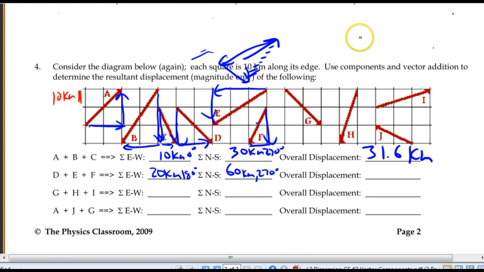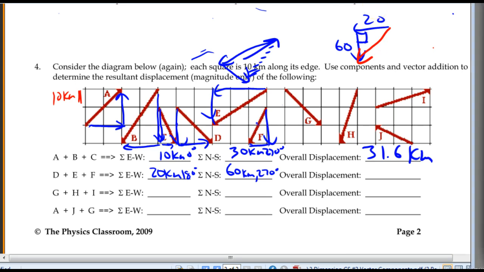Now again, we're going to take 20 kilometers this way, and we're going to take 60 kilometers this way. They're at right angles to each other automatically because we did east-west and north-south. That's going to allow us to get the resultant, which is the straight line from where we started to where we finished, which is the hypotenuse of this right triangle.